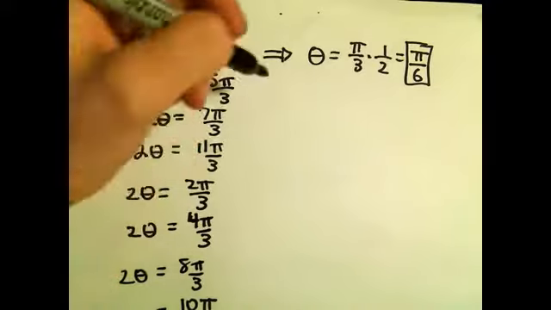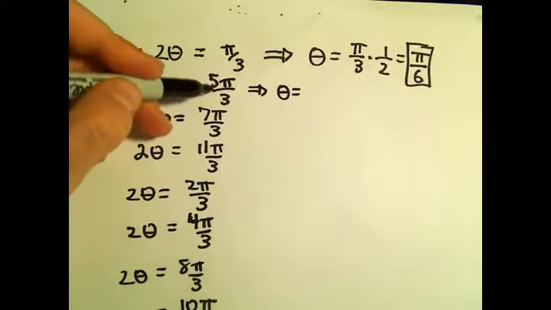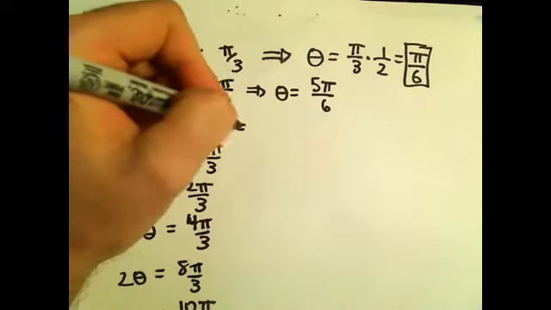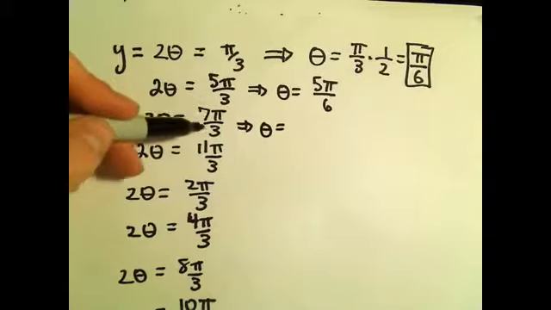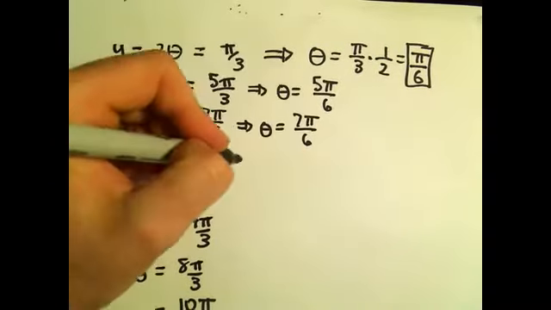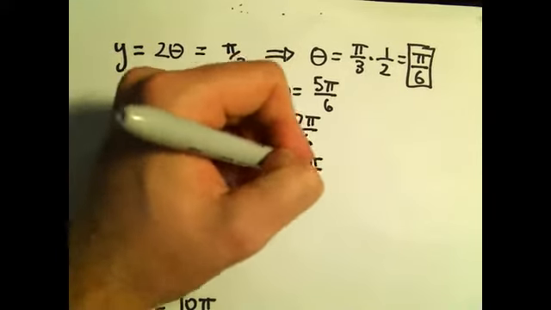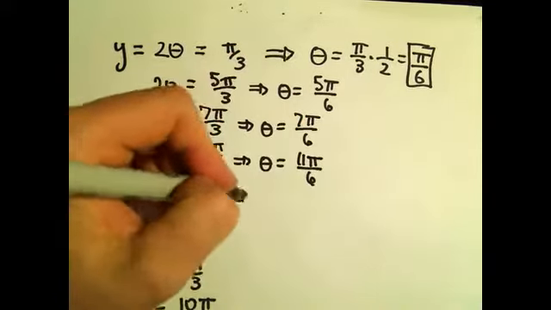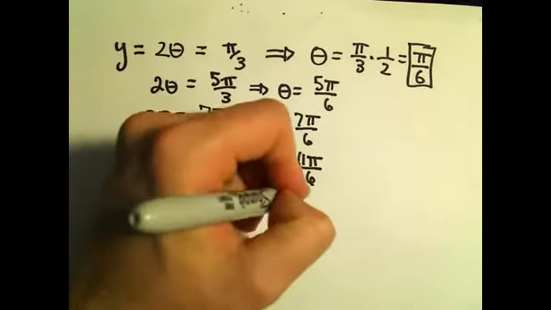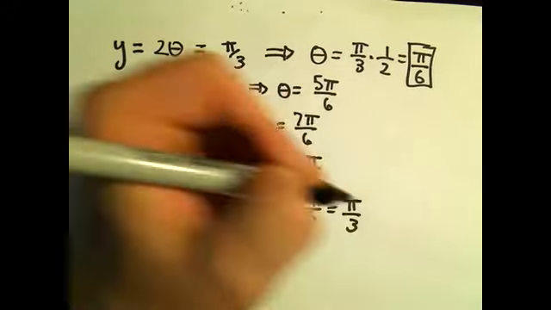And now I just have to do this for every value. So if we multiply by 1/2, we'll get 5 pi over 6. If we multiply by 1/2, again we'll get theta equals 7 pi over 6. If we multiply by 1/2, we'll get 11 pi over 6. If we multiply by 1/2, we would get 2 pi over 6, or we can just reduce that to pi over 3.